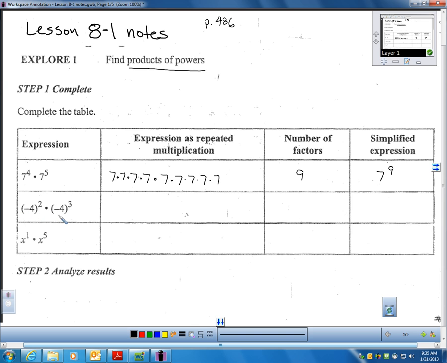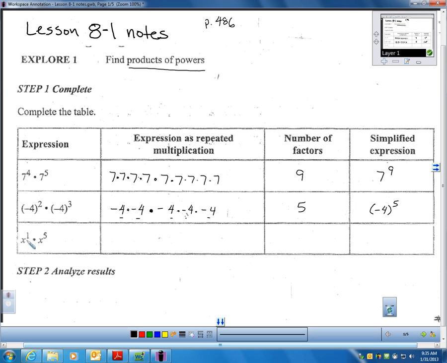Negative 4 squared times negative 4 cubed. Remember, negative 4 squared means negative 4 times negative 4, and I'm multiplying that with negative 4 cubed, which means negative 4 times negative 4 times negative 4. So I have 2 factors of negative 4 times 3 factors of negative 4. Do you see that I'm multiplying 5 factors of negative 4? 1, 2, 3, 4, 5. Well, 5 factors of negative 4 would be negative 4 to the 5th power.